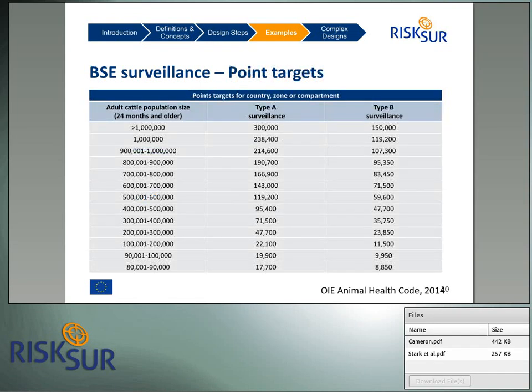The target is to collect a certain number of surveillance points. The required number depends on the population size of the targeted animals, here cattle of at least 24 months of age. You can see that type A surveillance requires more points than type B, indicating a higher intensity of surveillance in type A. If you remember from the last slide, type A was required in countries with controlled or undetermined risk, while countries with negligible risk can do type B. This means less intense checking.